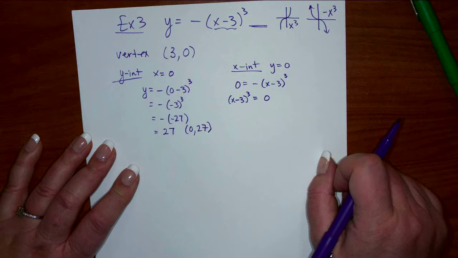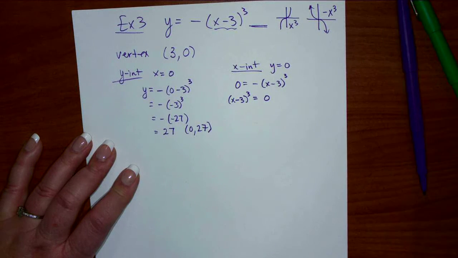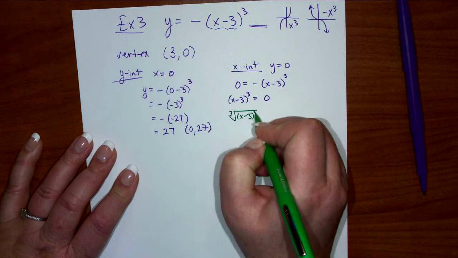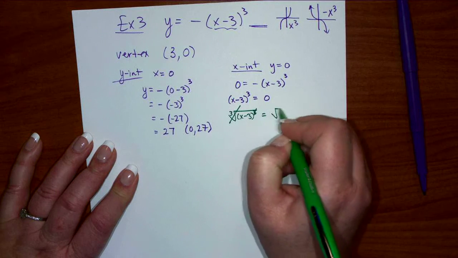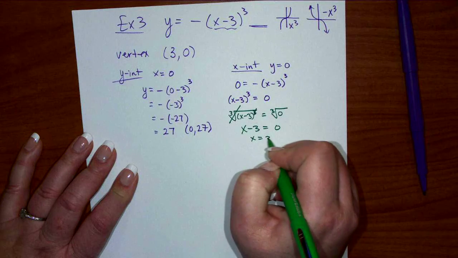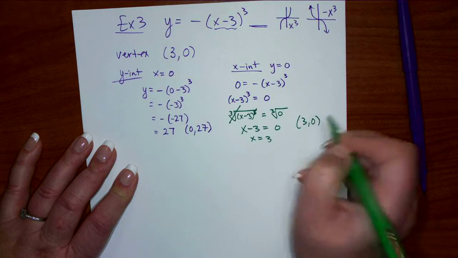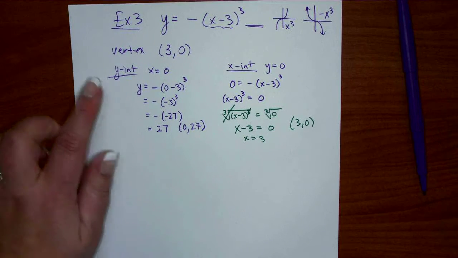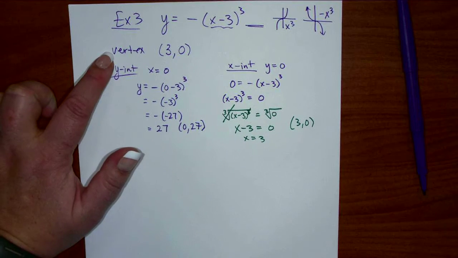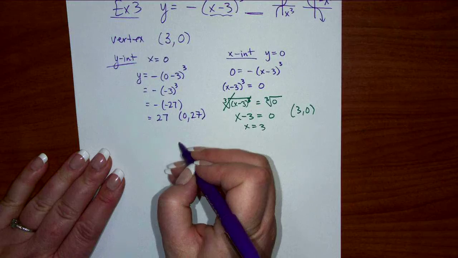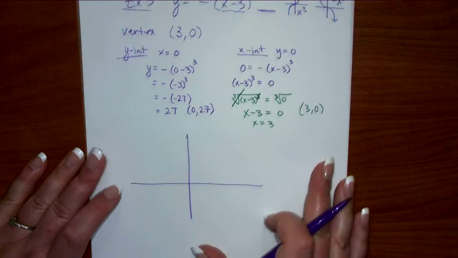Cube root. These cancel. Cube root of 0 is 0. So 3, 0. Does it make sense? This was already the vertex. It's where it crosses the axis, and that can happen, right? So, vertex first. 1, 2, 3, 0.